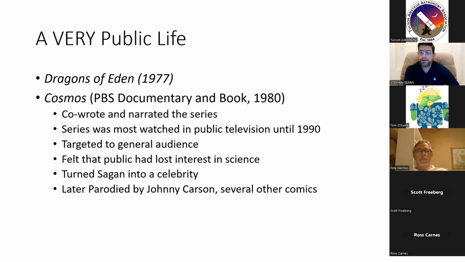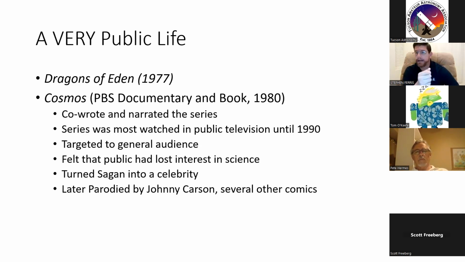So his first general book for the public, published as a general read, was Dragons of Eden, 1977, which dealt with his beliefs and ideas on how human intelligence emerged. His big breakthrough, though, was in 1980 with Cosmos. And just to take a quick step back, Dragons of Eden actually won the Pulitzer Prize that year. But Cosmos was something where he co-wrote and, of course, narrated the series.